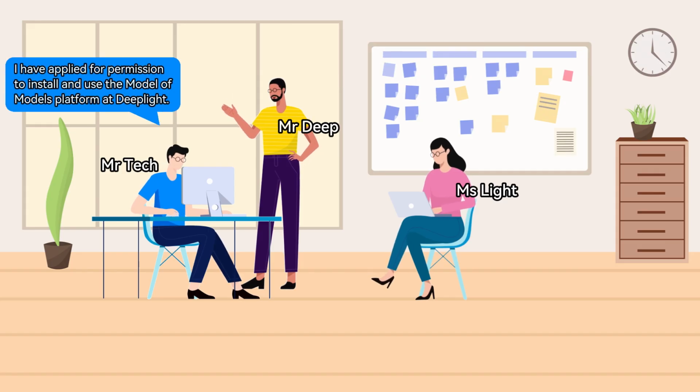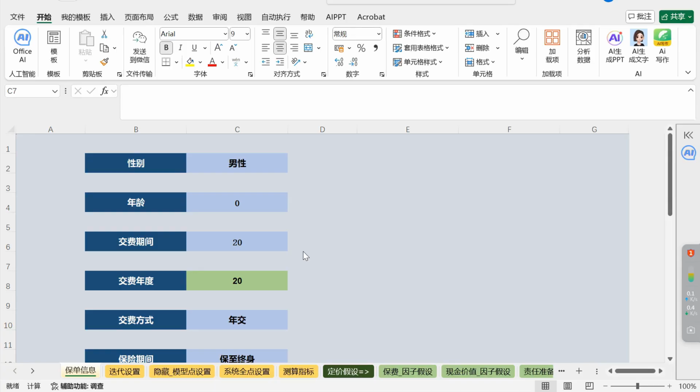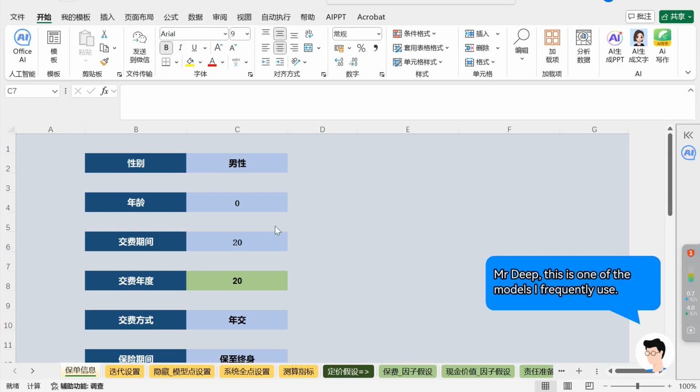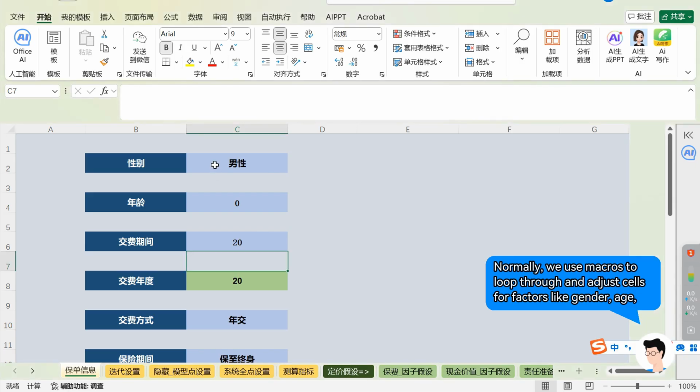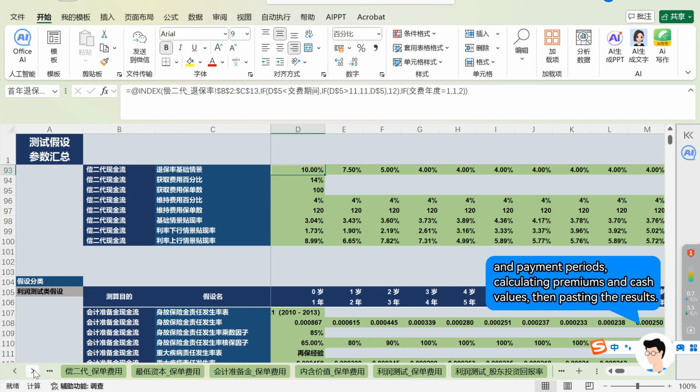I have applied for permission to install and use the Model of Models platform at Deeplight. Just open the application on your computer and navigate to the Model of Models page. Mr. Deep, this is one of the models I frequently use. Normally, we use macros to loop through and adjust cells for factors like gender, age, and payment periods, calculating premiums and cash values, then pasting the results.